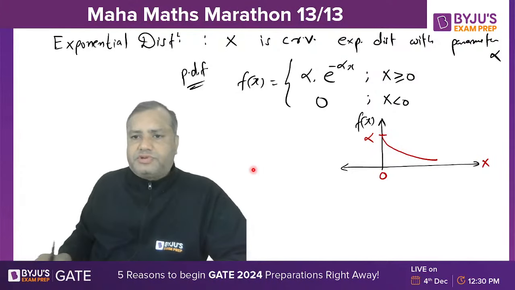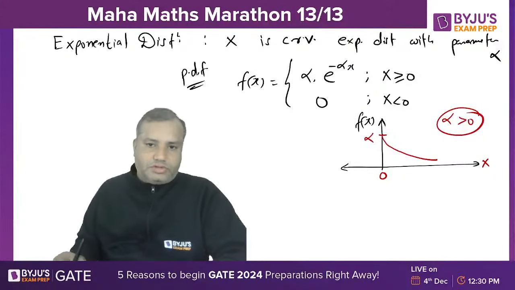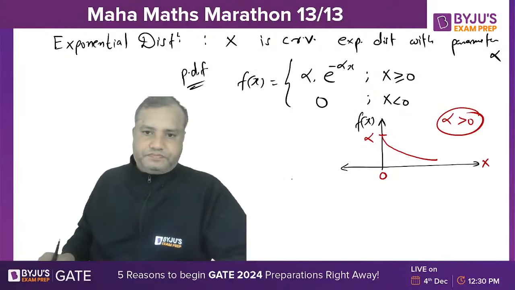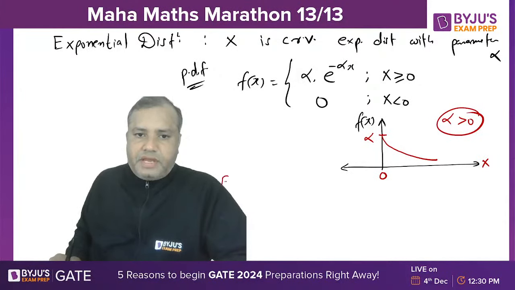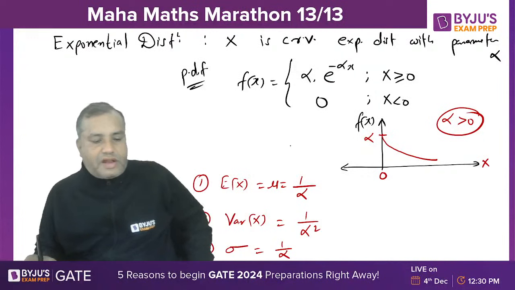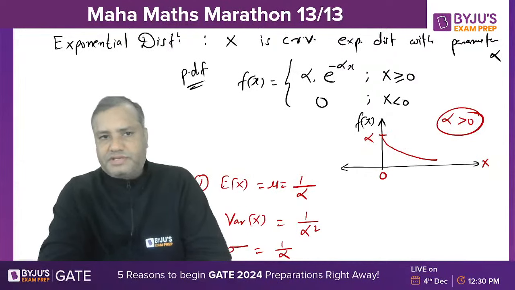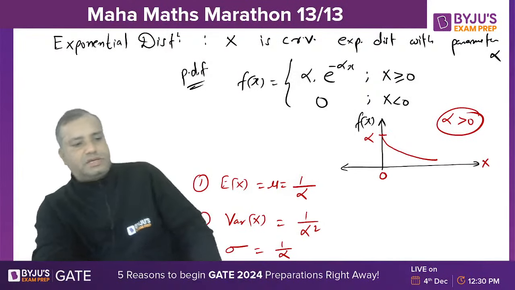For exponential distribution, alpha is greater than 0. Alpha is not equal to 0, alpha is not negative. Mean of exponential distribution is the reciprocal of the exponential distribution parameter. Variance of exponential distribution will be 1 by alpha square. Sigma of exponential distribution will be simply 1 by alpha. Is that very clear? Where alpha is the exponential distribution parameter, and mostly they provide this alpha in the problem itself. Okay, comfortable with this?